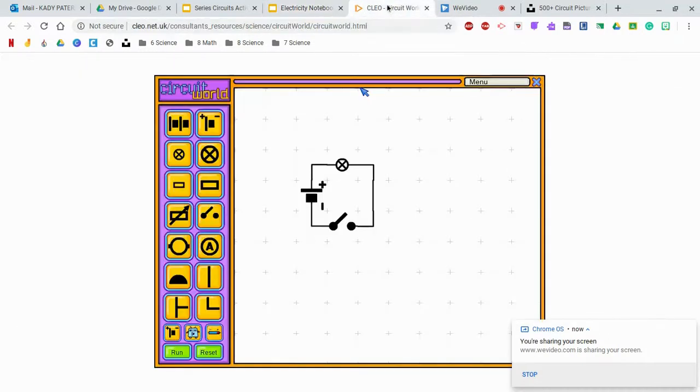This week we're talking about series circuits, which are actually super similar. So here you can see a circuit that I've put together. And what you'll see in slide 10 of your notebook is that there are actually symbols that we use to indicate how our circuit's going to work.